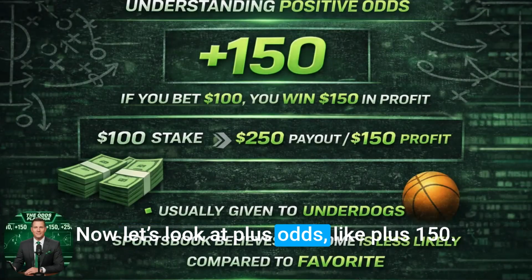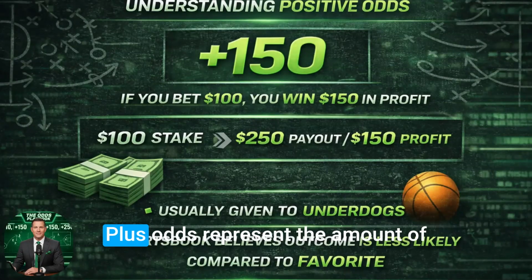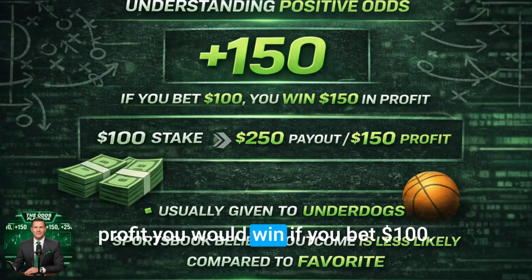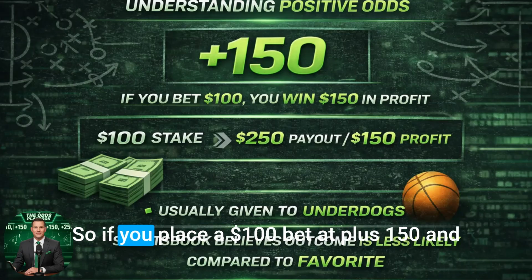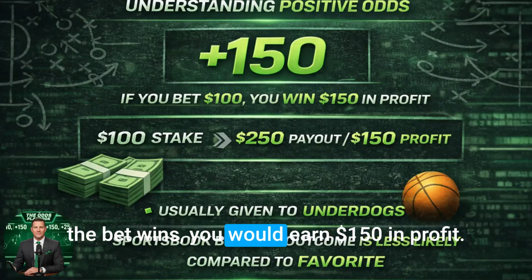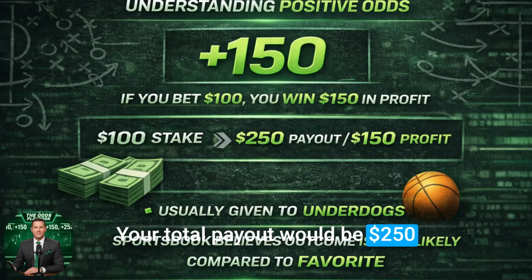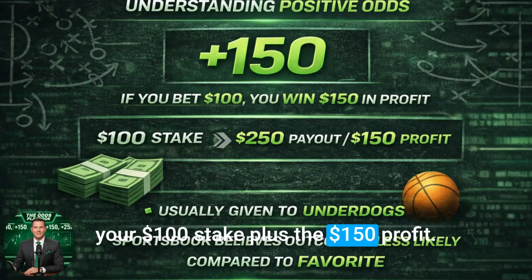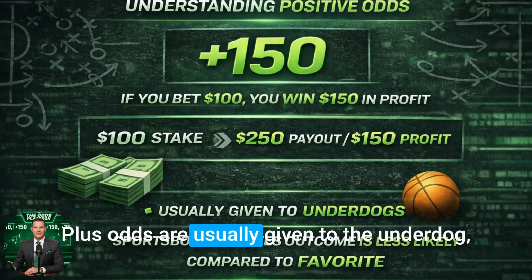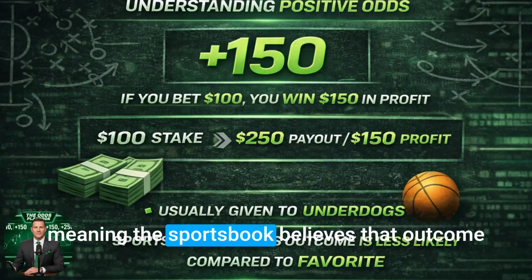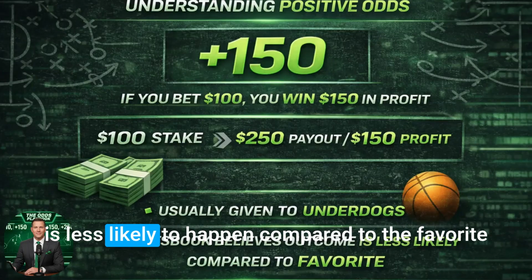Now let's look at plus odds, like plus 150. Plus odds represent the amount of profit you would win if you bet $100. So if you place a $100 bet at plus 150 and the bet wins, you would earn $150 in profit. Your total payout would be $250, your $100 stake plus the $150 profit. Plus odds are usually given to the underdog, meaning the sportsbook believes that outcome is less likely to happen compared to the favorite.